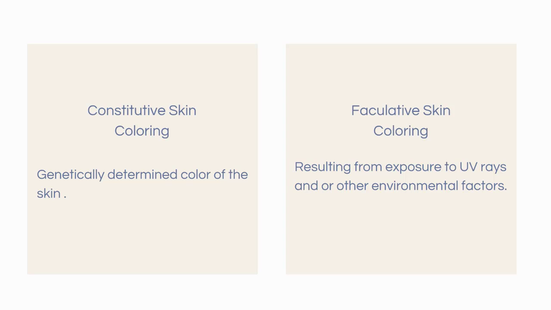When talking about skin colouring, we can divide it into constitutive colouring. This is the colouring you're essentially born with. It's part of your DNA. It creates your baseline ratio of pheomelanin to eumelanin.